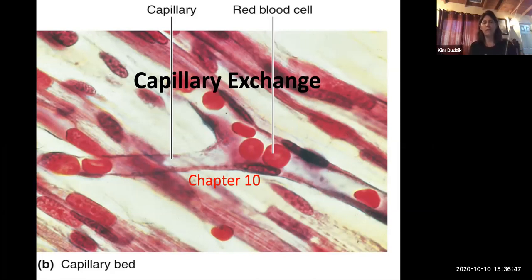So you're going to need to understand things about diffusion, about concentration gradients, also about tonicity, the hypertonic and hypotonic situations, okay? So this is why we covered a lot of that in the first unit. This is basically how our capillaries work, right? All right, here we go.